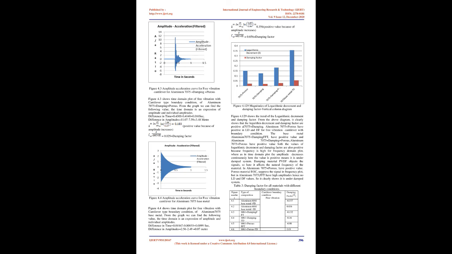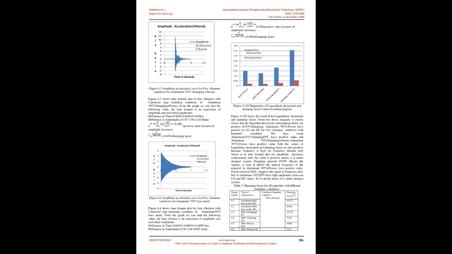Figure 4.4 shows the time domain plot for free vibration with cantilever type boundary condition, of aluminum 7075 base metal. From the graph we can find the following values. The time domain is an expression of amplitude and individual amplitudes. Difference in time equals 0.01847 - 0.00855 equals 0.0099 seconds. Difference in amplitudes equals 2.56 - 2.49 equals 0.07 meter. D equals 0.356, a positive value because the amplitude increases.